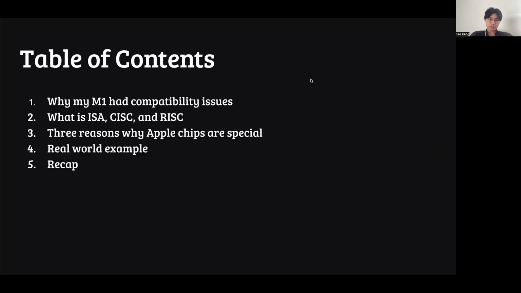This is the table of contents. I'm going to talk about my experience, then talk about ISA, CISC, and RISC, and then three reasons why Apple chips are special, and then one example, and then a recap.